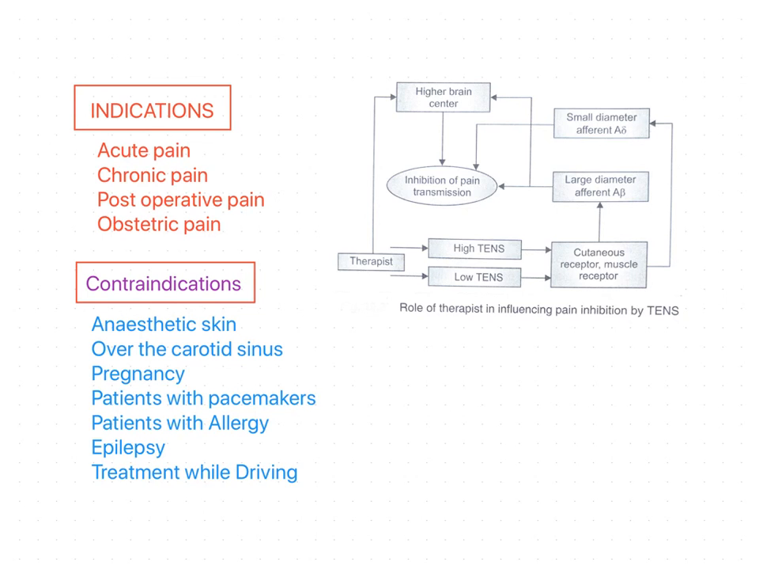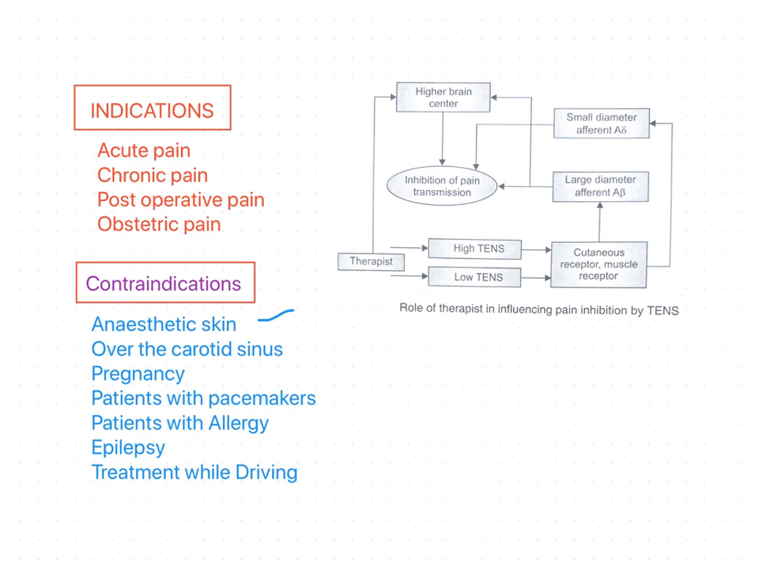Now if we see the contraindications to the use of TENS, the first one is anesthetic skin. A simple, short, blunt test will determine the presence or intactness of cutaneous innervation to that area. If sensation is absent in a particular area, this does not prevent the patient from treatment with TENS. The electrodes may be placed proximal, in an area with intact sensation.